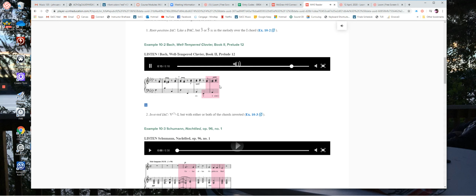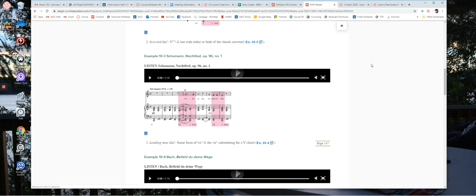By having the soprano go up to mi at the end there, it makes it sound slightly incomplete. The second example of an imperfect authentic cadence is the inverted IAC.